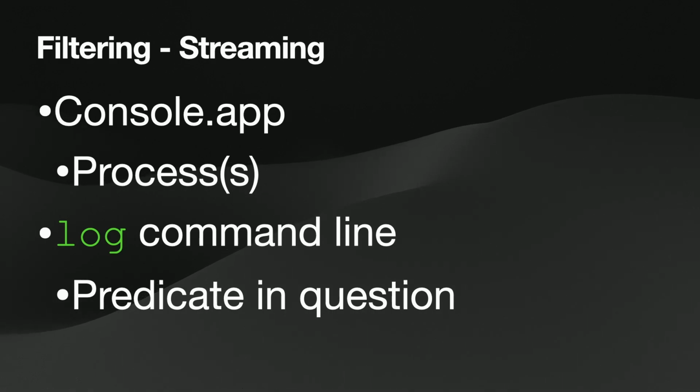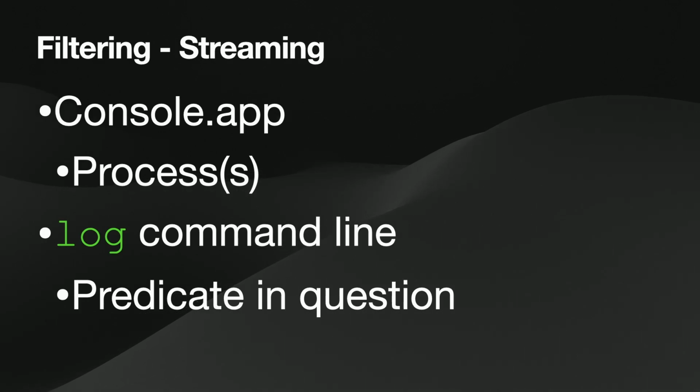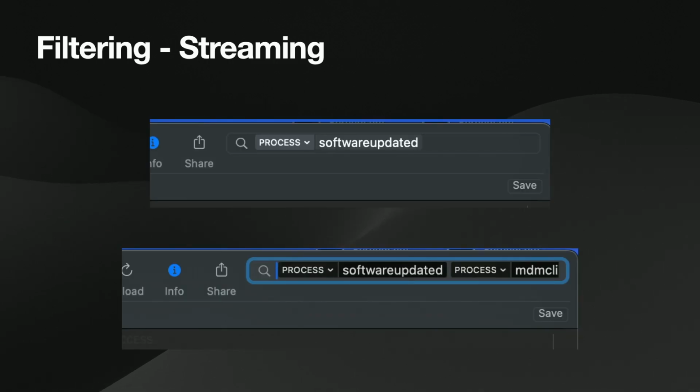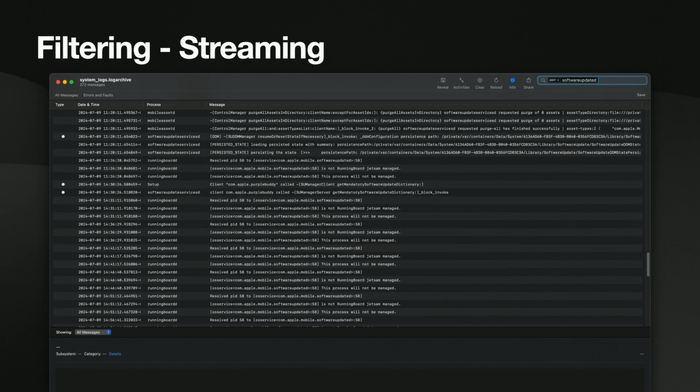What about streaming that log and watching it as it happens? So if you were to open up Console app and have that process filtered in, or the command line like we were just doing with the predicate in question with a stream, you'd actually get that back. So for example, I open up Console.app and I say software update daemon or maybe MDM client as well. That's going to show me everything on that. This is a screenshot from an archive, but if you were to go through and do that while the device was running, it's going to show you that as it's taking place.